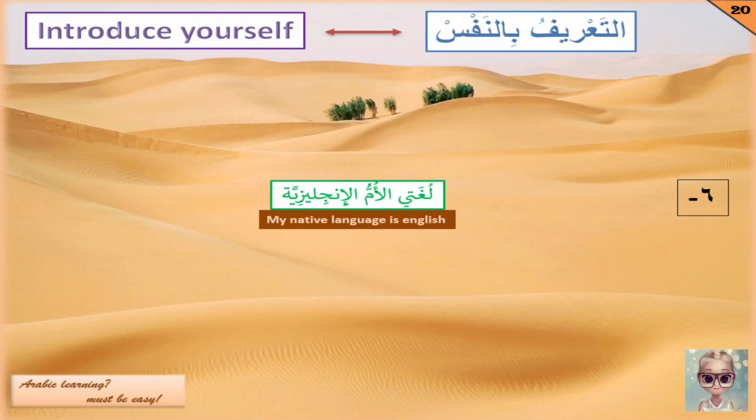So, ما هي لغتك الأم? English? You mean الإنجليزية. Yes, good. الإنجليزية. Last question. ما هي هواياتك? المطالعة التصوير. Really? Not really, I just said your answer, but I like to read.